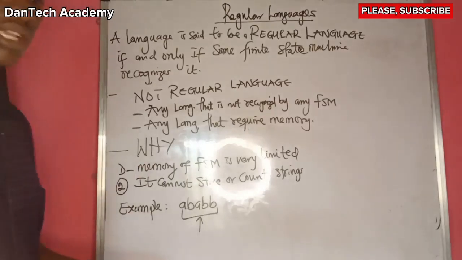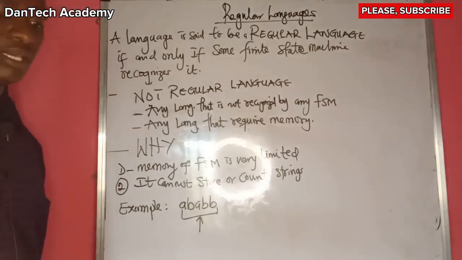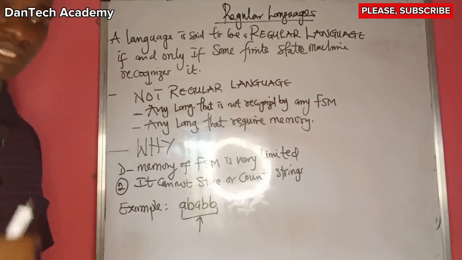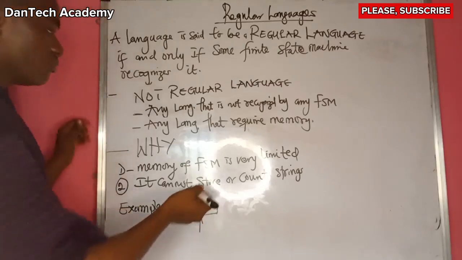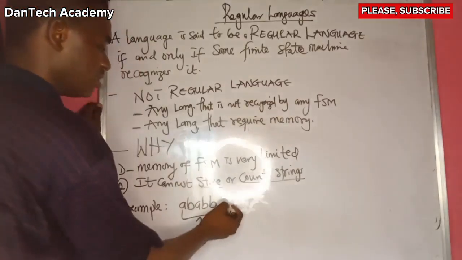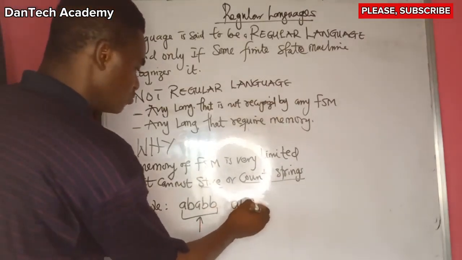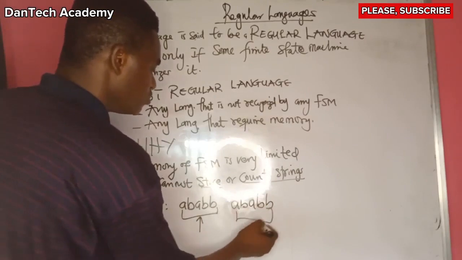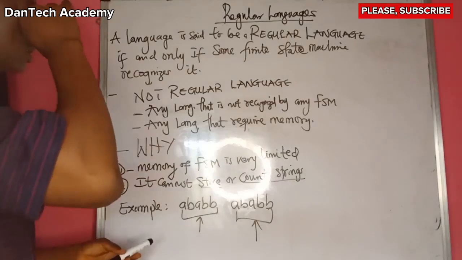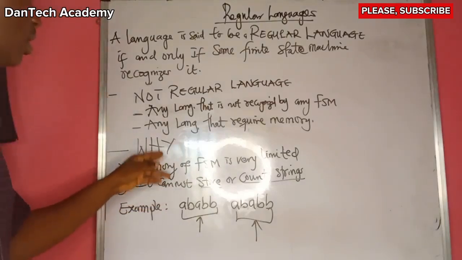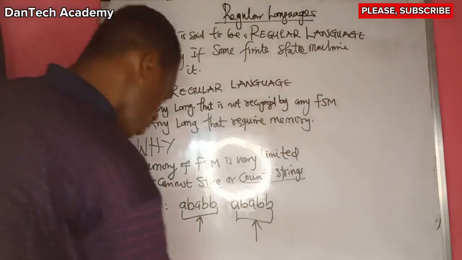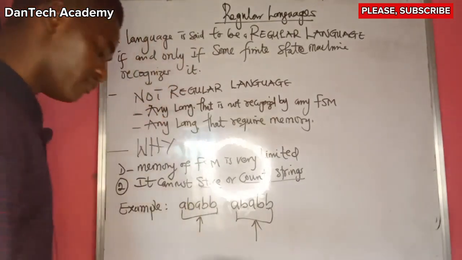The only reason why you can repeat something is because that thing has been stored. You have a record of it, and where it has been stored. That's why you can give it back. But because the FSM cannot store or count strings, if you ask it to repeat the same thing, it won't be able to do that. So because of that, it is not recognized.